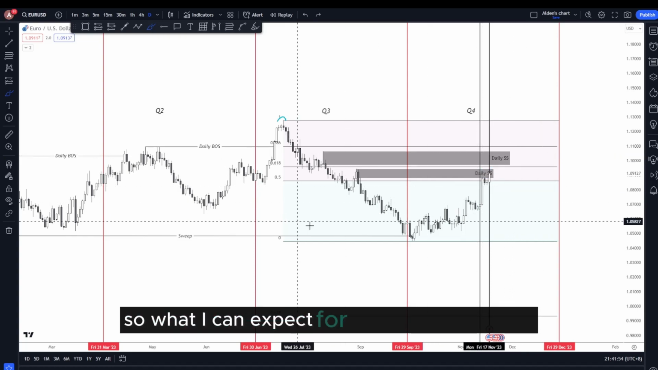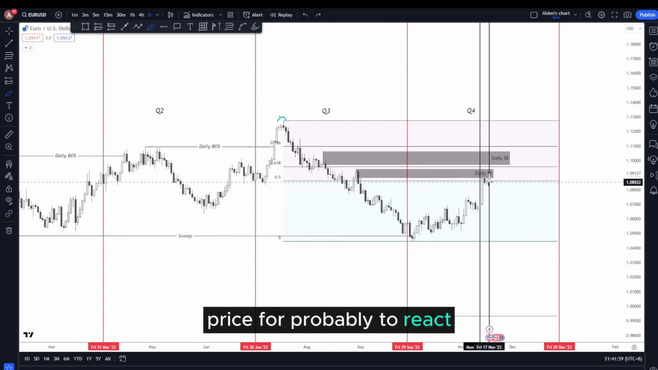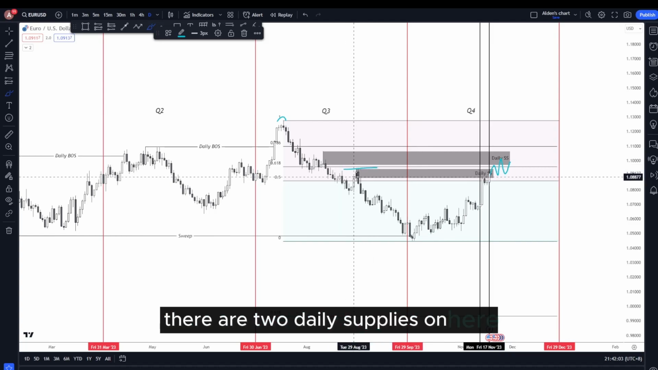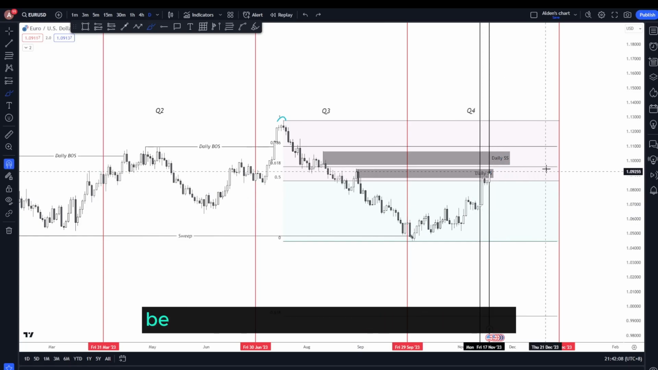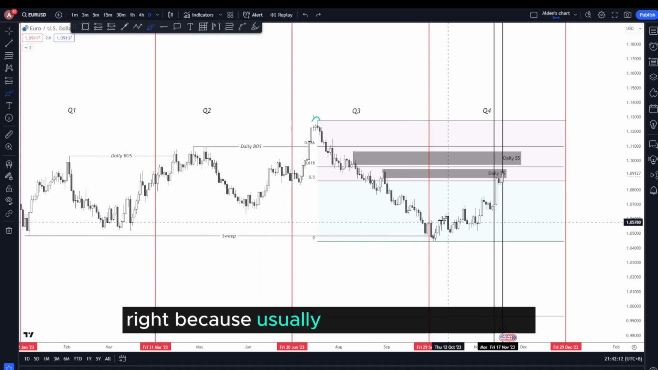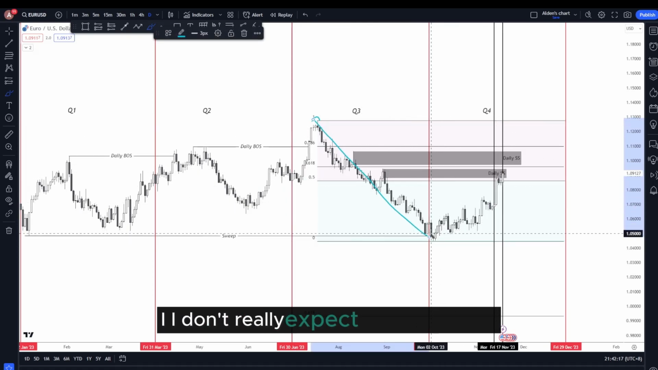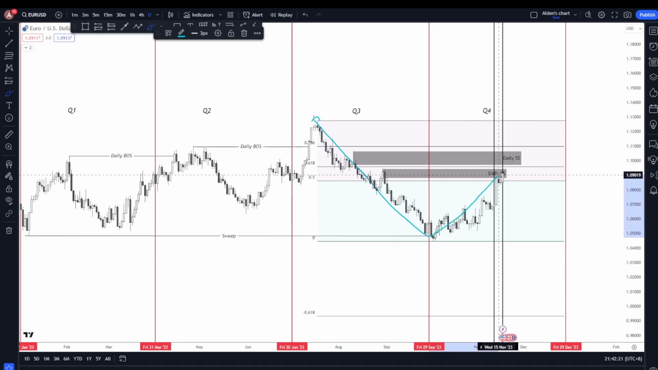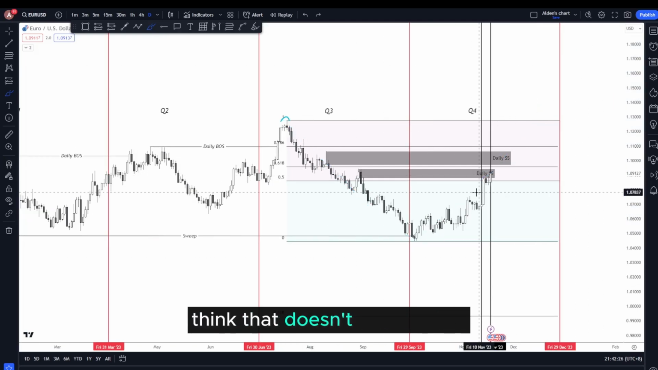So what I can expect for the rest of Q4 is for price to probably react somewhere in this daily supply. There are 2 daily supply zones here, one here and one here. And I expect them to be a potential point of reversal for price, because usually if you see such a huge move in Q3, I don't really expect Q4 to be a consistent uptrend all the way through. I think that does make sense.